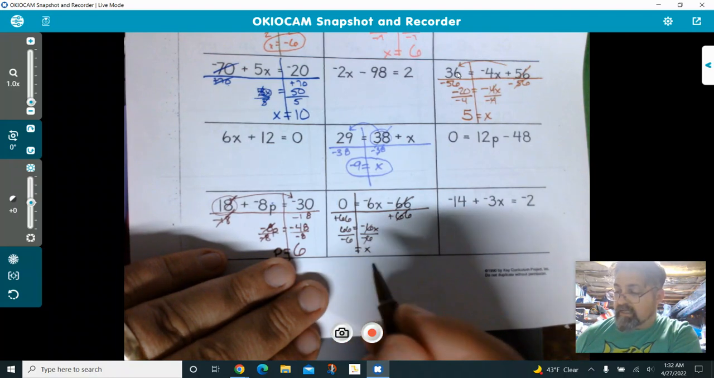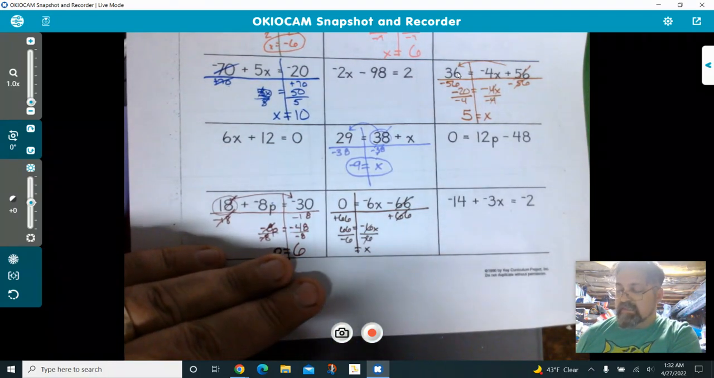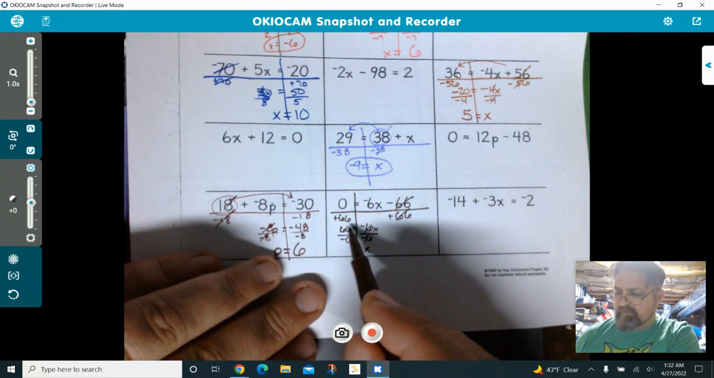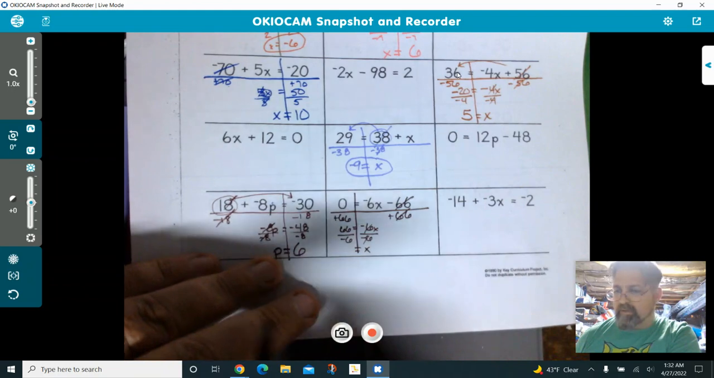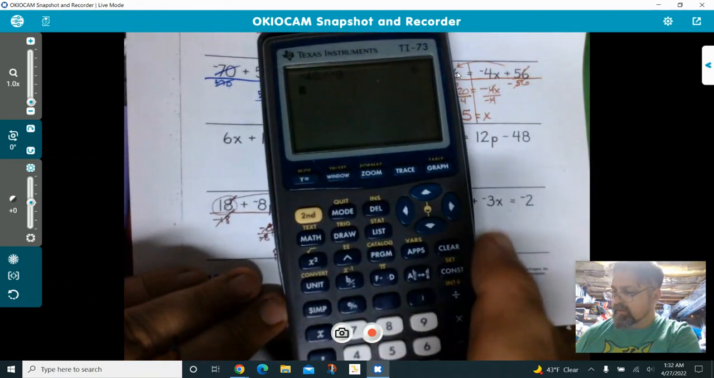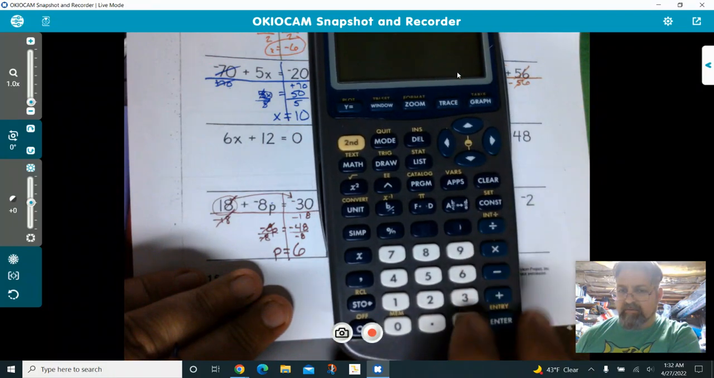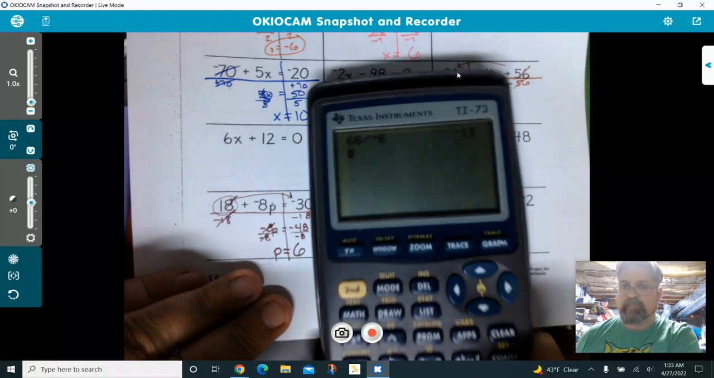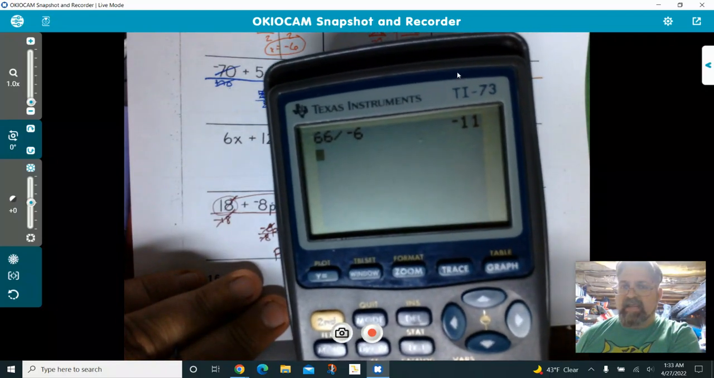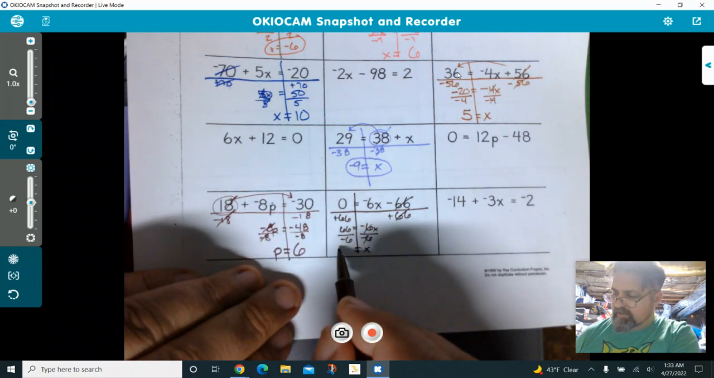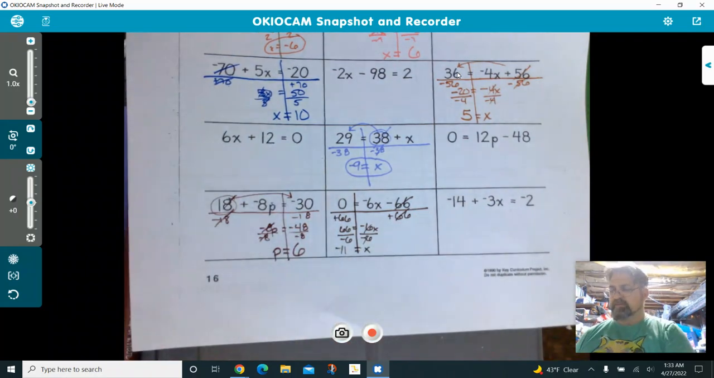X equals 66 divided by negative 6. Again, top number, divide, bottom number. 66 divided by negative 6. Enter. Negative 11. Boom. That's it. We got it.